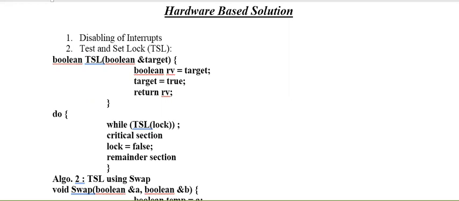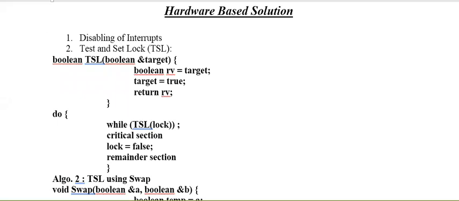Now today we will move further and discuss a hardware-based solution. The earlier solution was purely based on software. Can we restrict synchronization, or restrict the entering of a process into the critical section, using specific hardware? That is the overall point. So the first hardware-based solution is disabling of interrupts.